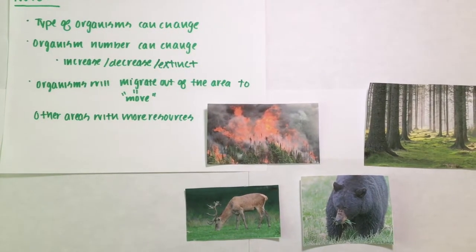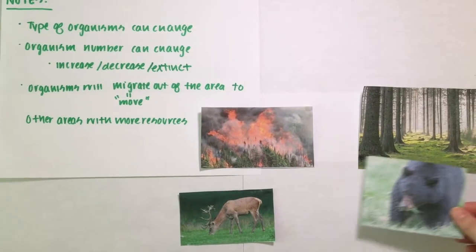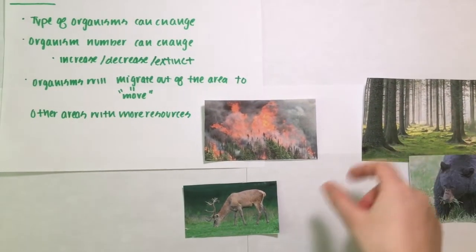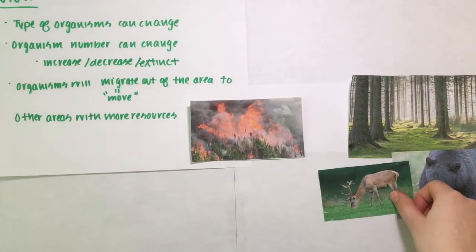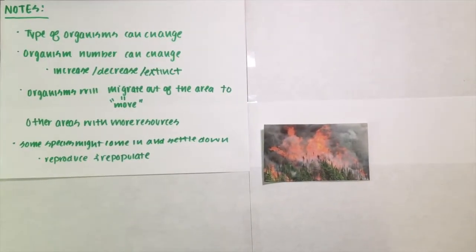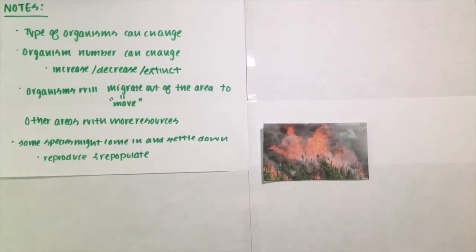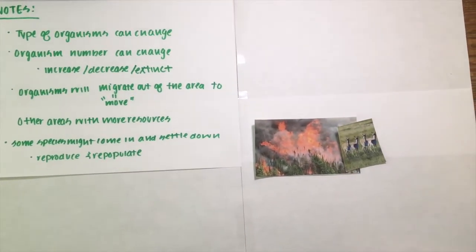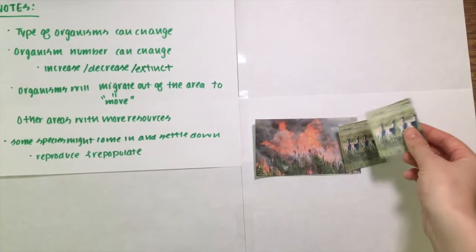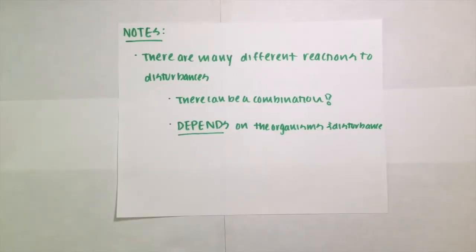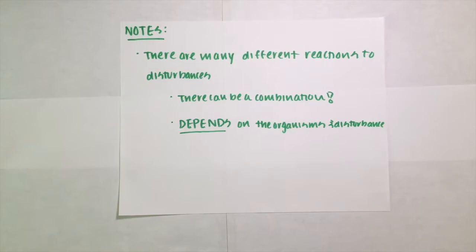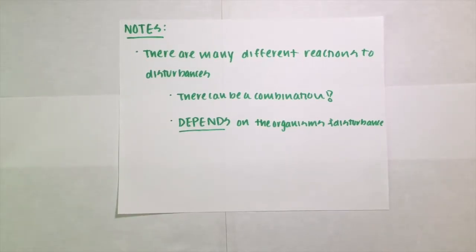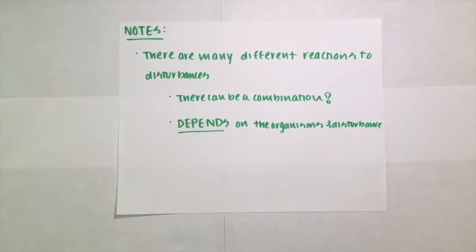Because their resources are ruined, many organisms will migrate out of the area and move into another area with more resources. But some species might come in and settle down in the area. They will have different needs and resources, so they'll reproduce and repopulate. Similarly, some organisms may survive the fire and just reproduce. There are many different reactions to disturbances, and there could be a combination of them. It all just depends on the organism and the disturbance.